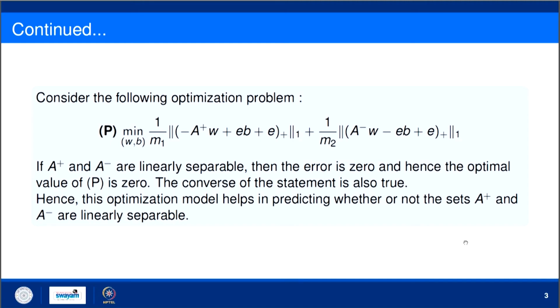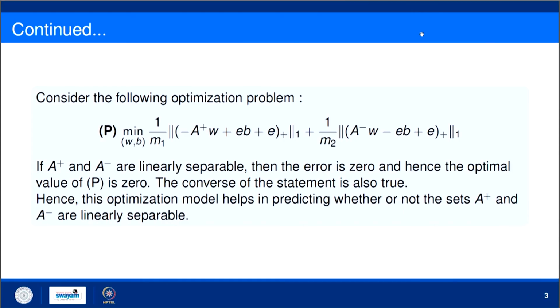Now, the question is that it is not an LPP, it is a non-linear problem. How can we model it as an LPP or in a simplified way, so that we can solve it, and we can find whether a given problem is linearly separable or not? So, to simplify this, let us understand it here.